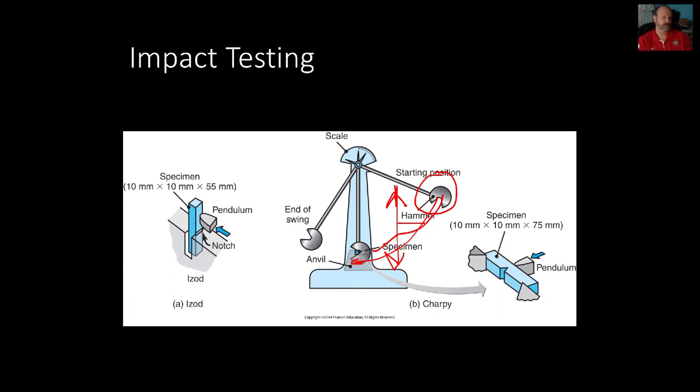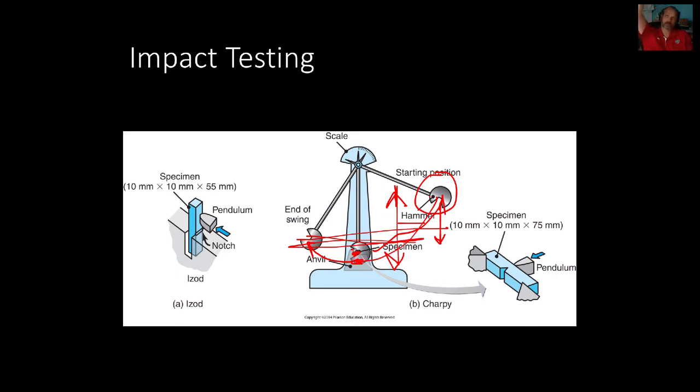It breaks. This is designed as a failure test. So it breaks the specimen, and the energy absorbed by the specimen is taken away from the pendulum. The pendulum keeps moving, but it only goes to a lower height than what it started with. This difference in height gives you an idea of how much energy it took to break the specimen.